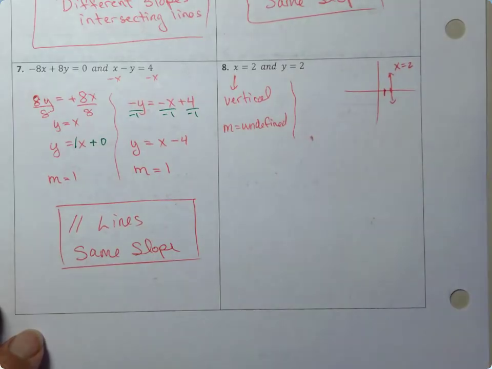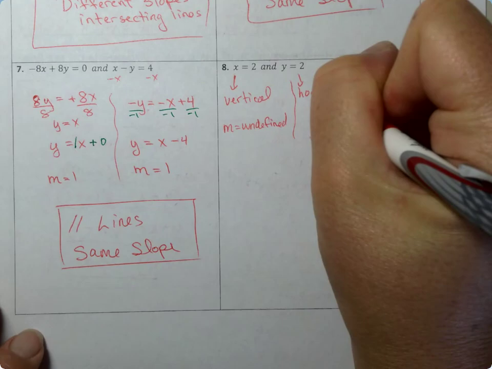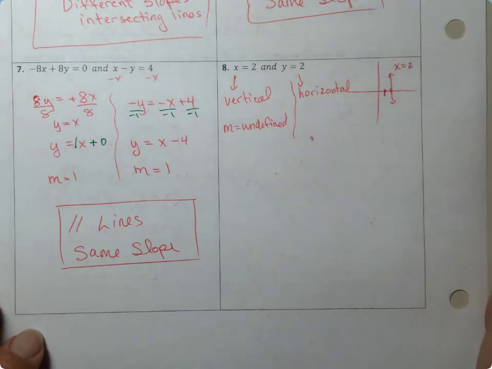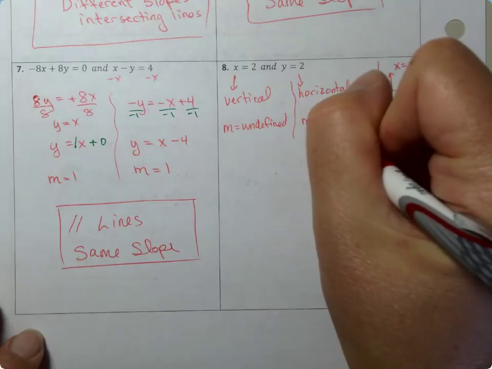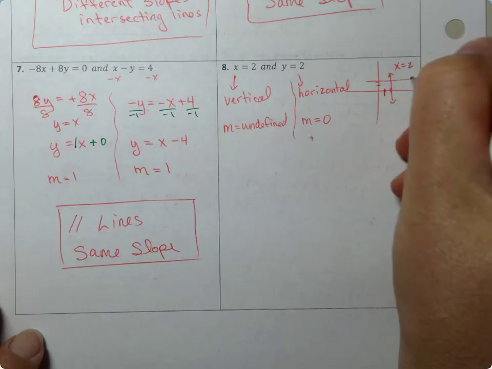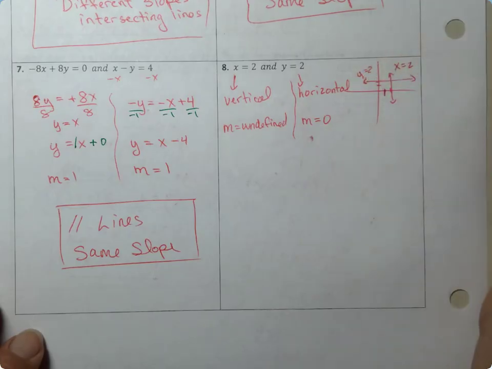Okay, what about y equals 2? It's going to be your horizontal line. What is the slope of that? The slope of a horizontal line is 0. Well, I want you to think about this. If I graph that at y equals 2, what do you see happening with these two lines?